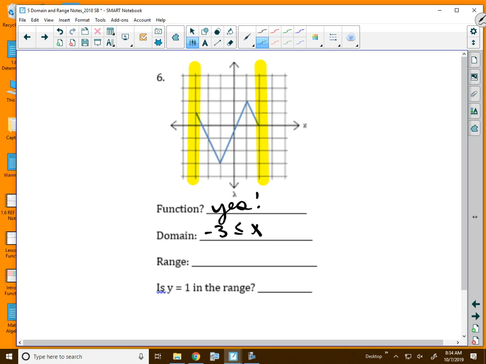We don't visually see any open circle. So if you don't visually see an open circle, assume that it's closed. All right, what's my right-hand value? 2. Again, don't visually see an open circle, so we're going to assume that it's closed because of the equal to on there.